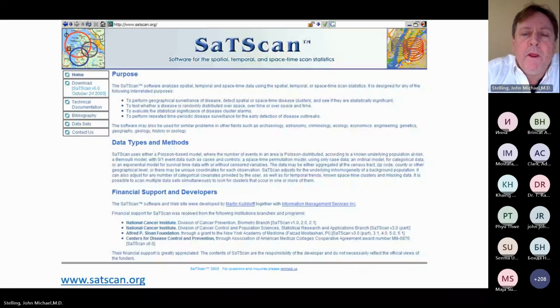Next slide. We rely a lot on SaTScan and our collaboration over many years with Martin Kulldorff, the biostatistician who developed the free software. You will notice that there is a capital S, a capital T, and a capital S. This is for space and time scan analysis.